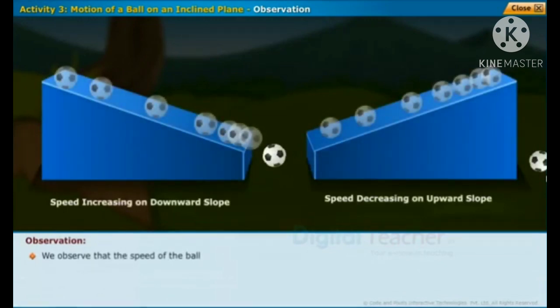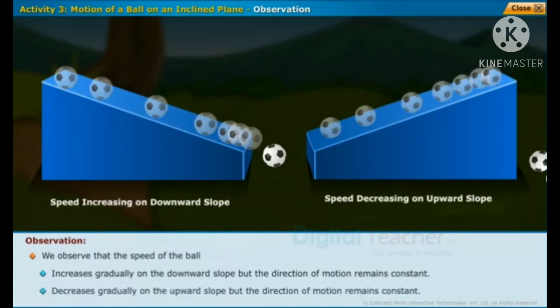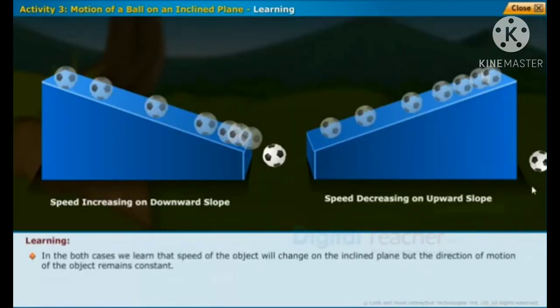We observe that the speed of the ball increases gradually on the downward slope, but the direction of motion remains constant. It decreases gradually on the upward slope, but the direction of motion remains constant. In both cases, we learned that the speed of the object changes on the inclined plane, but the direction of motion of the object remains constant.